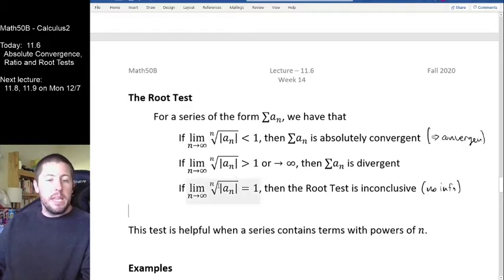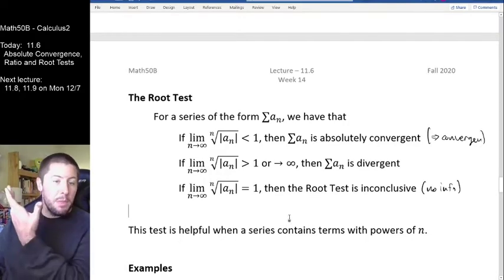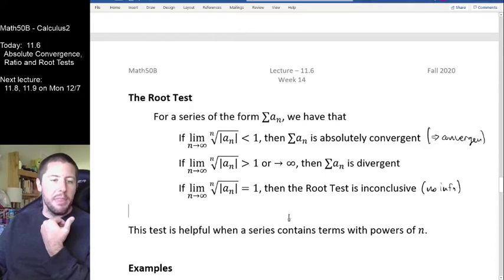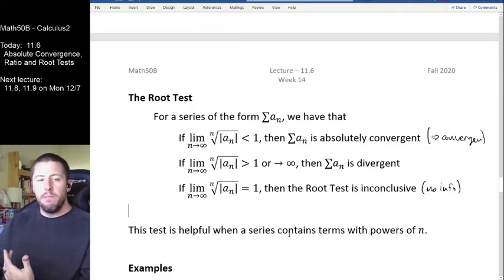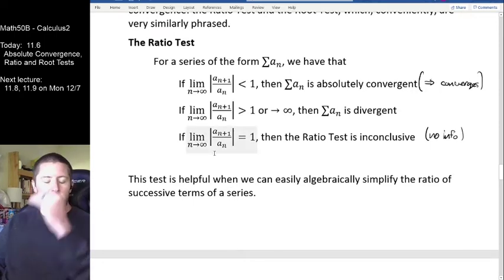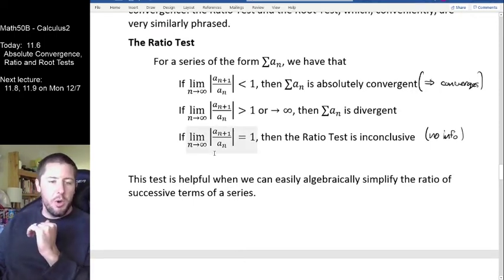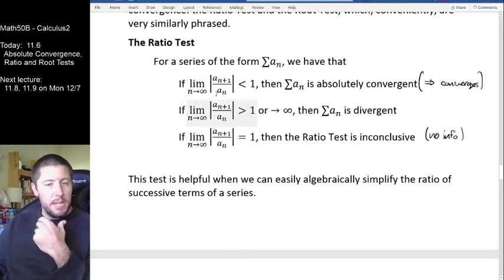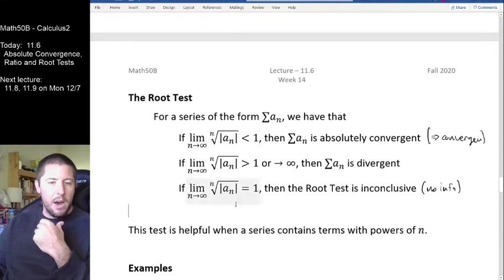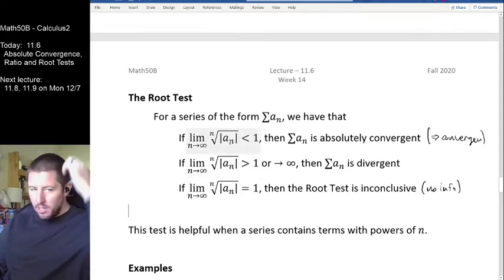Because you're going to end up taking an nth root of a term, the root test is very helpful when our series contains nth powers, so that they can be canceled with the nth roots. These are helpful in different algebraic scenarios depending on what you want to do. If it's easy for you to take an nth root of the terms of your series, use the root test. If it's easy to do cancellation top to bottom in a ratio of two terms in your series, do the ratio test. If you've got lots of multiplication, the ratio test is good. If you have powers of n, the root test is a good route to go.